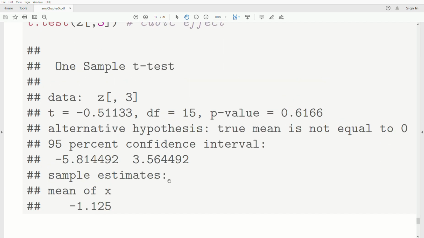Okay, so 13 minutes. I went a little long in this video, but profile analysis and maybe growth curve analysis are so powerful and important that we had to cover it.